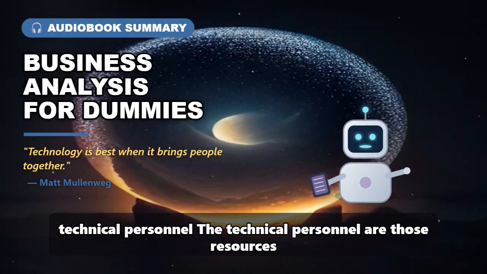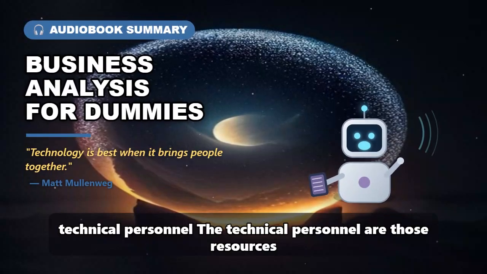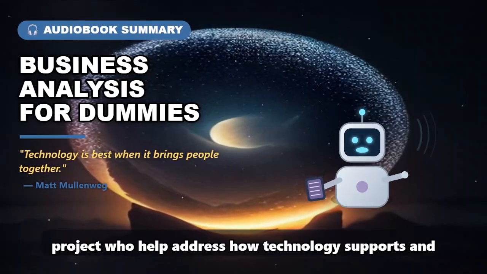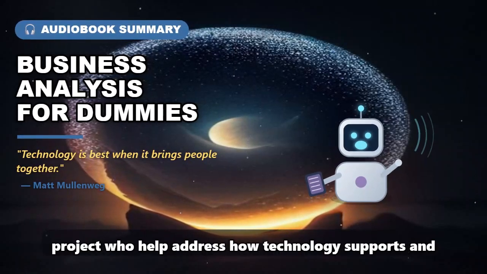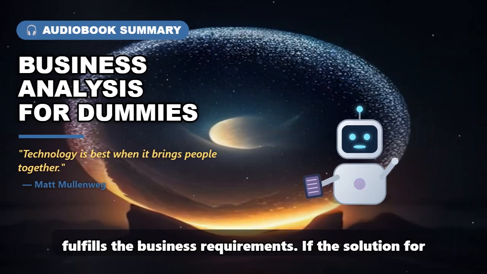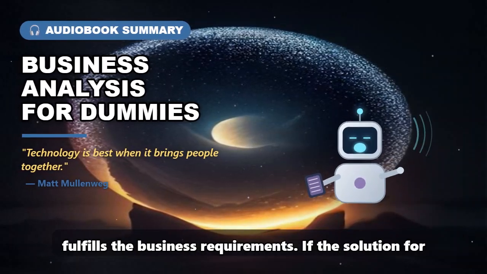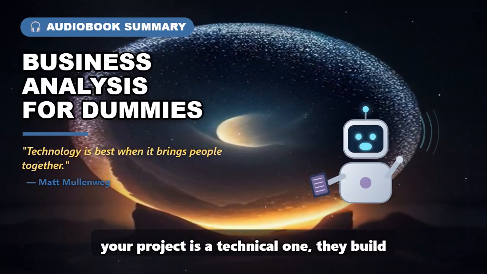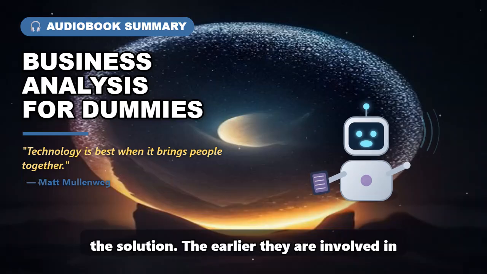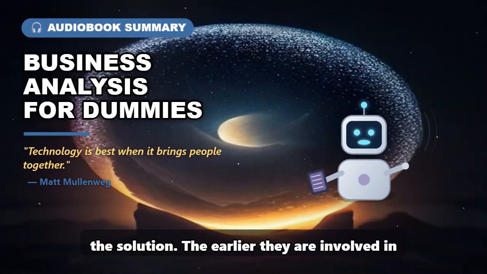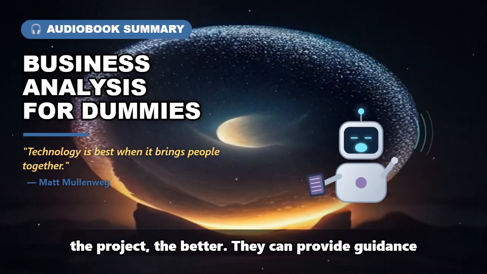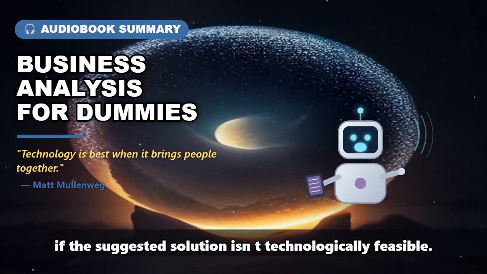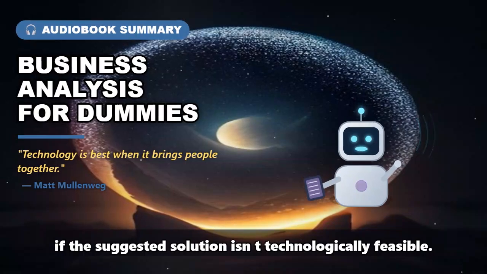Turning to technical personnel: the technical personnel are those resources, the corporate way of saying people, on a project who help address how technology supports and fulfills the business requirements. If the solution for your project is a technical one, they build the solution. The earlier they are involved in the project, the better. They can provide guidance if the suggested solution isn't technologically feasible.